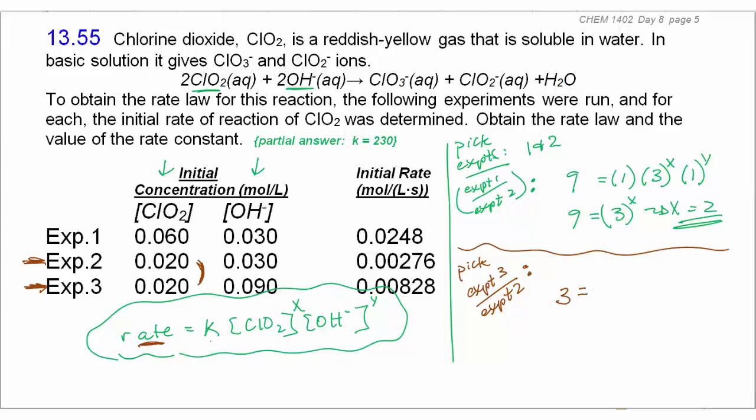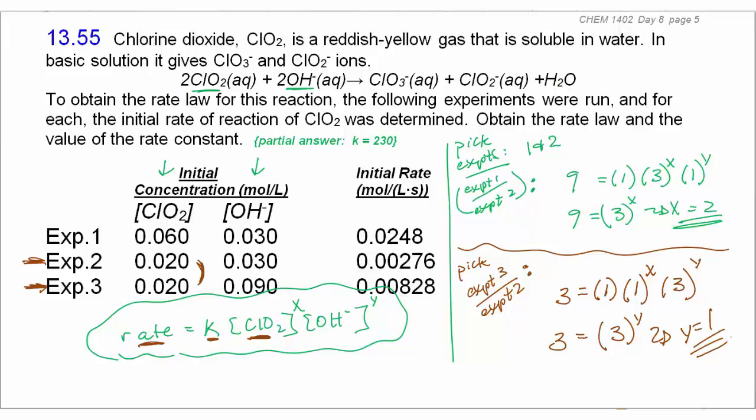Divide the two rate constants. I get 1, because that never changes unless you change temperature. You don't have to worry about that. The two chlorine dioxide concentrations, well, I'll just get 1, but don't forget to raise it to the x. Hydroxide concentrations: 0.09 divided by 0.03 is 3, and raise it to the y. So I'm ready to solve for my equation here. I'll have 3 equals 3 to the y. So that means y has to be 1.